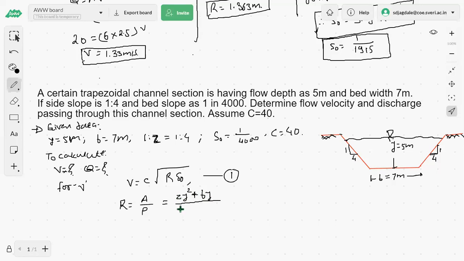Once again, 2Y into root 1 plus Z square, plus B. Once again बोलो. हाँ, वेटेड पेरीमीटर P is 2Y into root of 1 plus Z square, plus B. ओके, हाँ हाँ, 1 plus Z square plus B. Is it correct now? Yes sir.